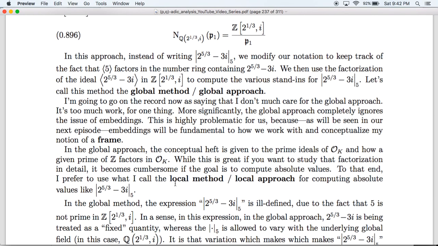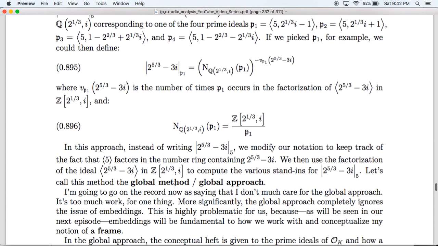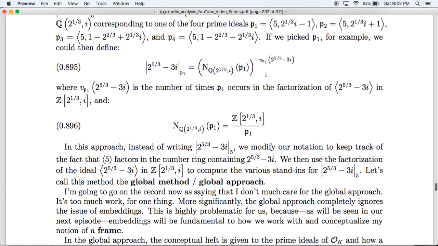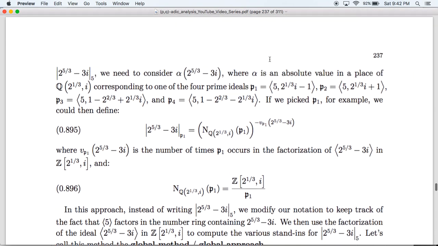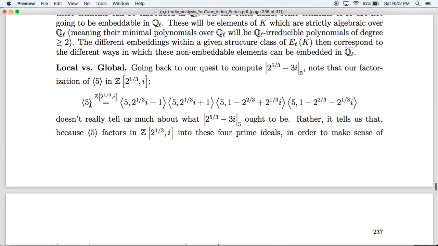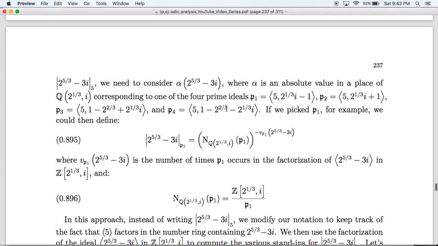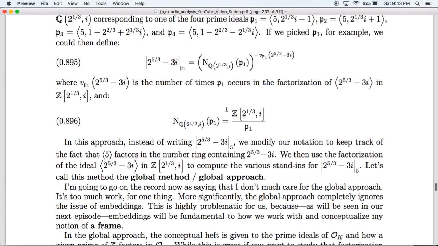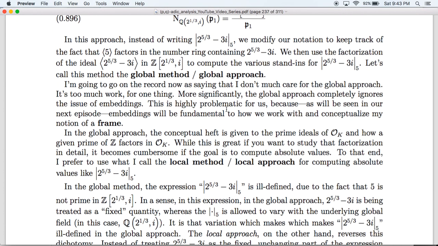Indeed, as of this moment, I actually do not know how to compute this valuation. That is, I know how to factor prime ideals, but I don't know the algorithm for factoring the ideal generated by 2^(5/3) minus 3i. I don't know the algorithm for doing this, and I haven't found an explanation for it yet. However, we don't need that if we do what I call the local method, or the local approach.